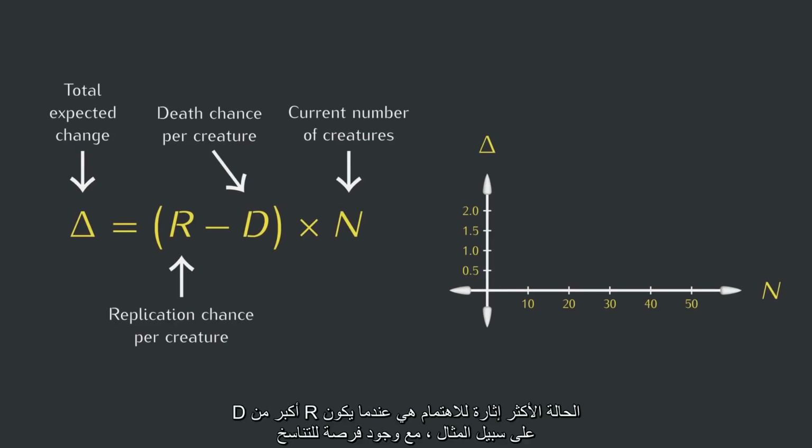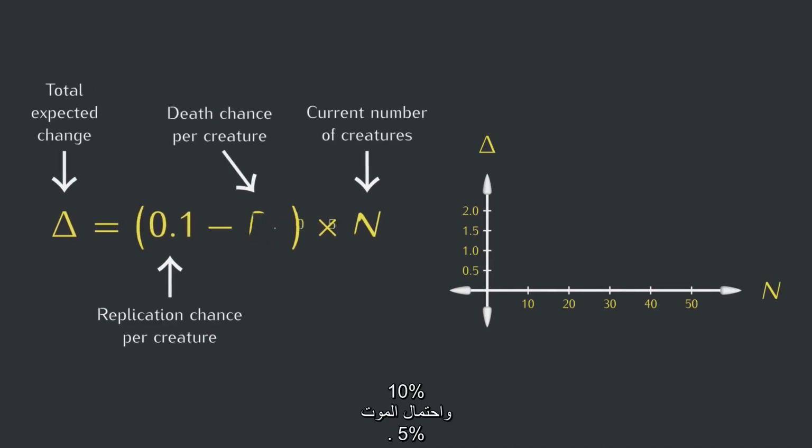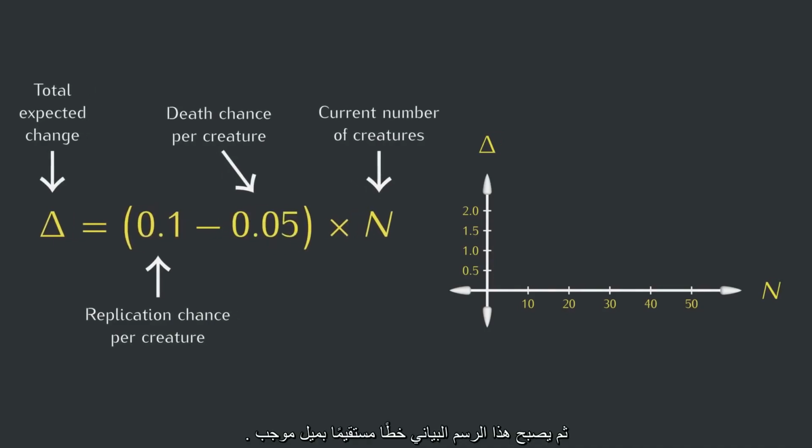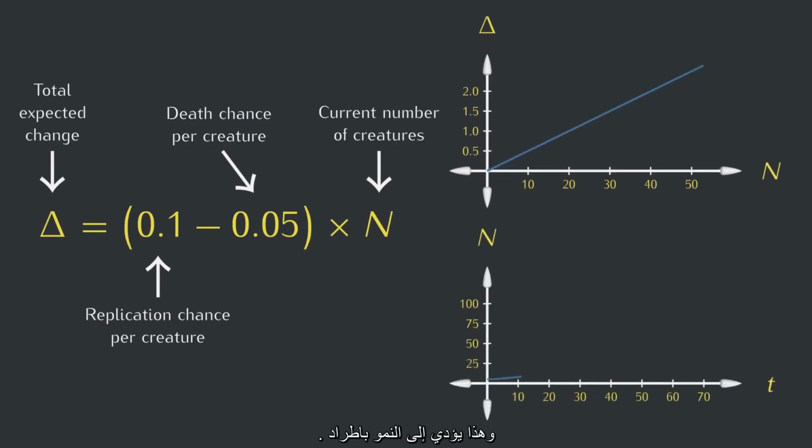The most interesting case is when R is greater than D. For example, with a replication chance of 10% and a death chance of 5%. Then this graph becomes a straight line with a positive slope. The more creatures there are, the more new creatures we expect to appear from one time to the next. This leads to exponential growth. We went over this pretty quickly, but an earlier video in the series called How to Grow Exponentially goes through it in more detail.